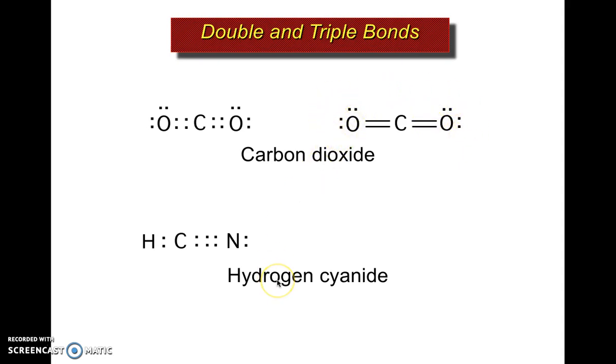When we look at hydrogen cyanide, the H only needs 2, so it's only got 1 line. The carbon needs 8, so it's got 2, 4, 6, 8 from those 4 lines. And then this nitrogen has 2, 4, 6 from the bonds and 2 from this lone pair. Okay? Okay, let's go through one last example.